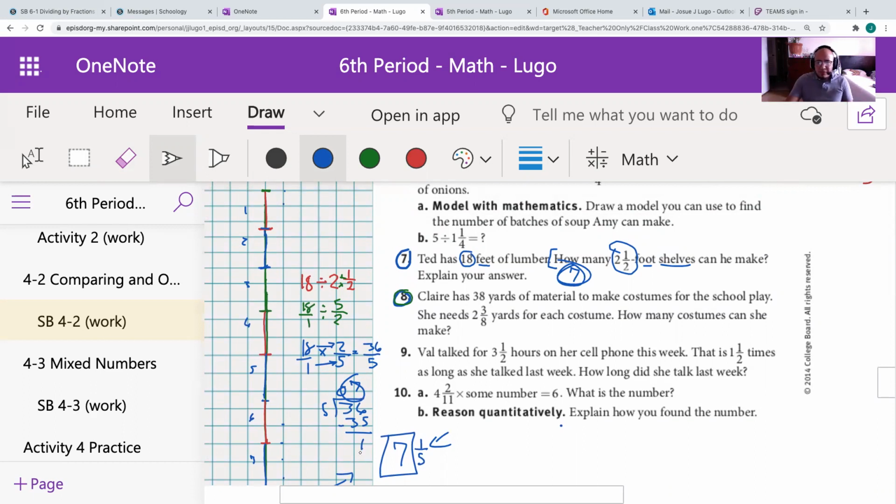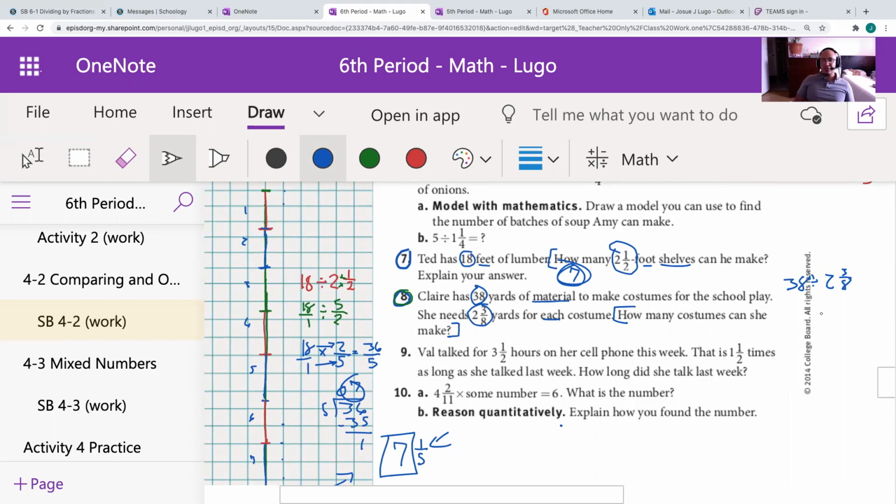In number 8, you're going to do something very similar because it says Claire has 38 yards of material. I don't know what material she's using. It's like cloth, so 38 yards of material to make costumes. She needs 2 3/8 yards for each costume. How many costumes can she make? In other words, we're going to take 38 and we're going to divide it into sections that are 2 3/8 long. Fortunately, and I'm going to give you a huge hint, your answer is going to be a whole number. You're going to make exactly a certain number of costumes with that material. So you won't have to just get the whole number as you did in number 7.